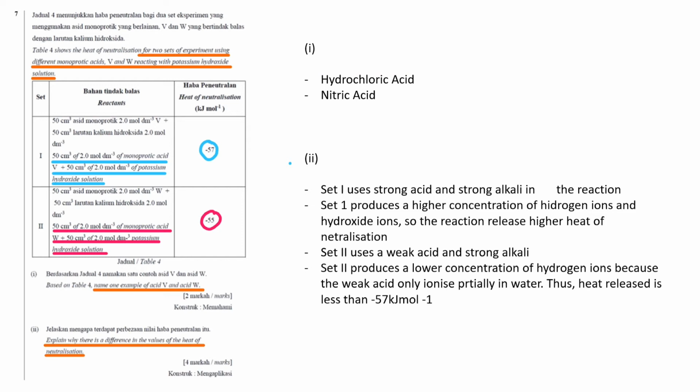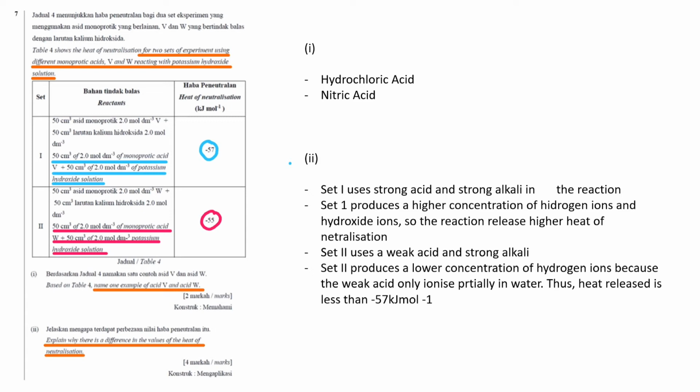Table 4 shows the heat of neutralization for two sets of experiments using different monoprotic acids, V and W, reacting with potassium hydroxide solution. Based on Table 4, name one example of acid V and acid W. Since it is written in the table that acid V and W are monoprotic acids, we can use hydrochloric acid or nitric acid.